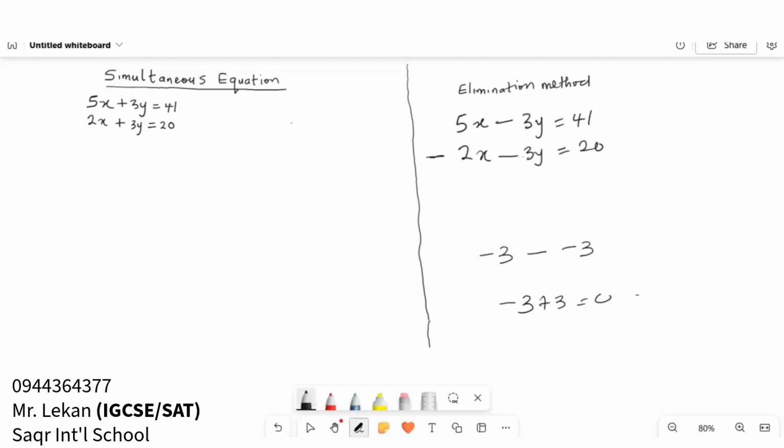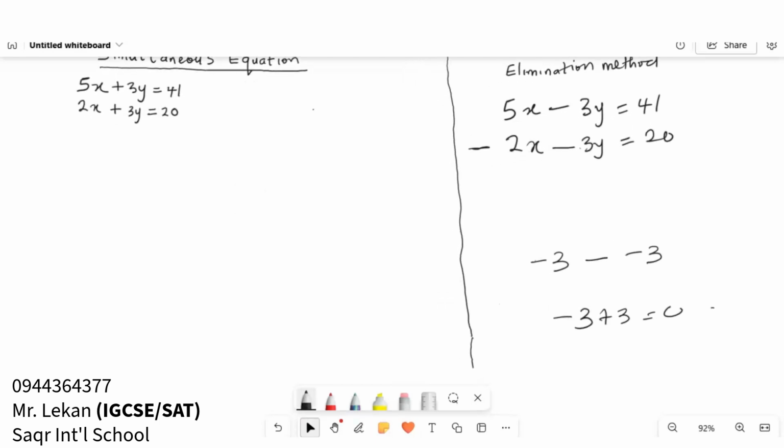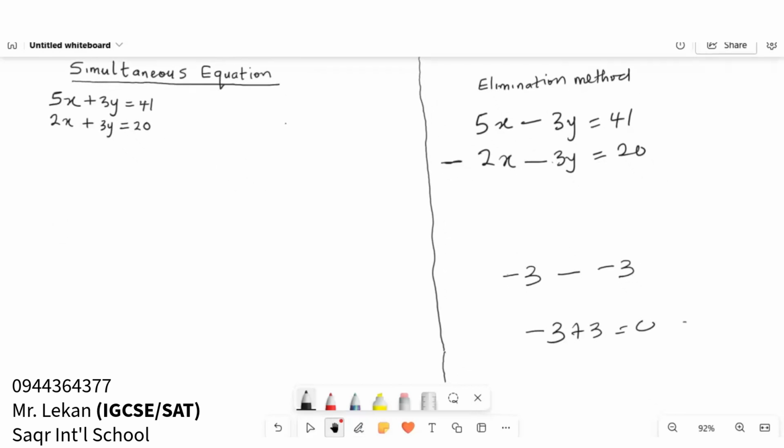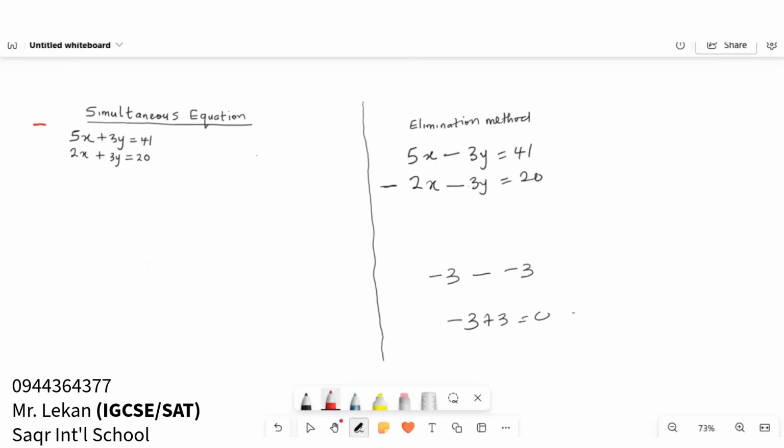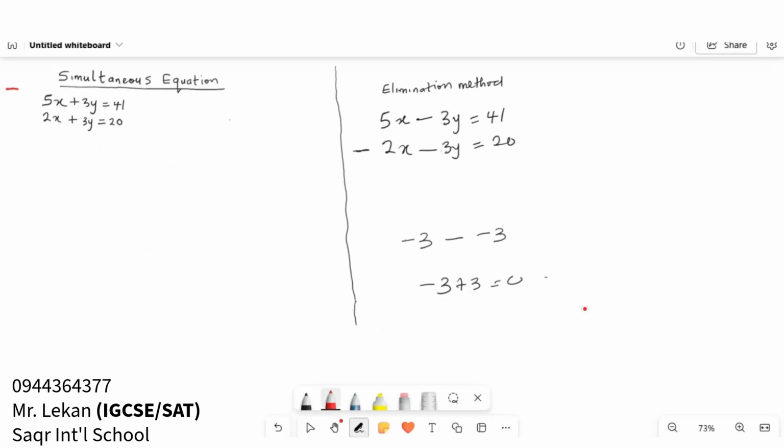Now the question is: 5x plus 3y equals 41 and 2x plus 3y equals 20, using the elimination method. As you can see, I have positive 3y and positive 3y. So what I can use here is minus. Minus will make me able to eliminate 3y.